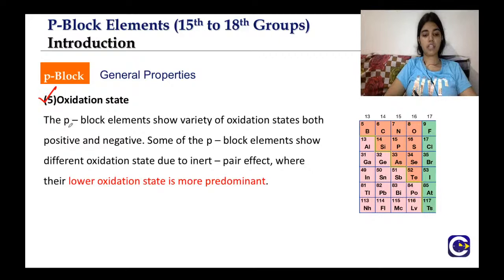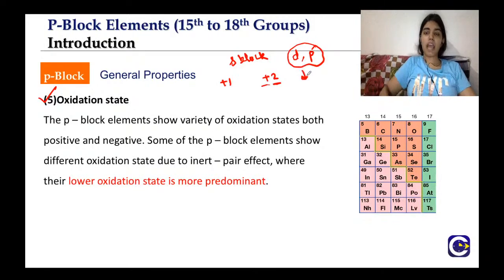a variety of oxidation states, but in case of s block, alkali metals were having +1 oxidation state and alkaline earth metals were having +2 oxidation state. So the oxidation state here was fixed, but for d and p block, both are having variable oxidation states, that is, the tendency to show more than one oxidation state is known as what? Variable oxidation states, right.